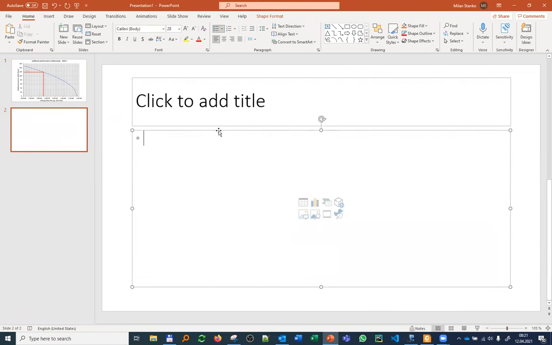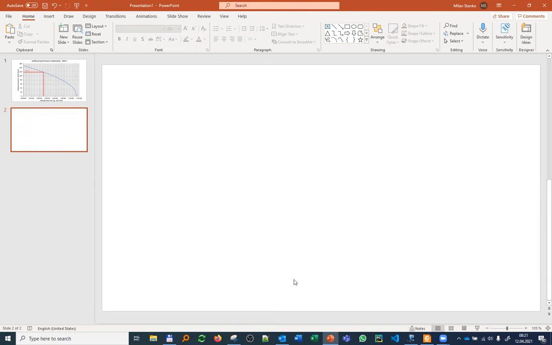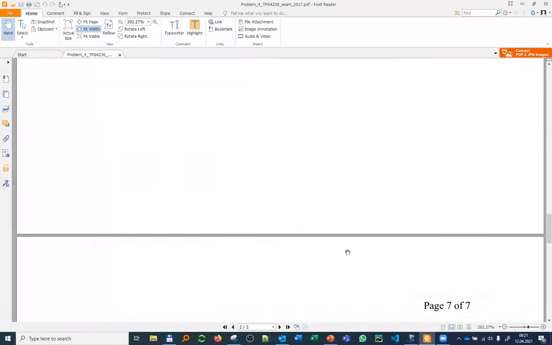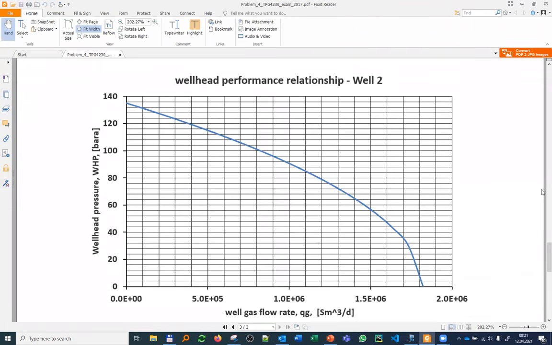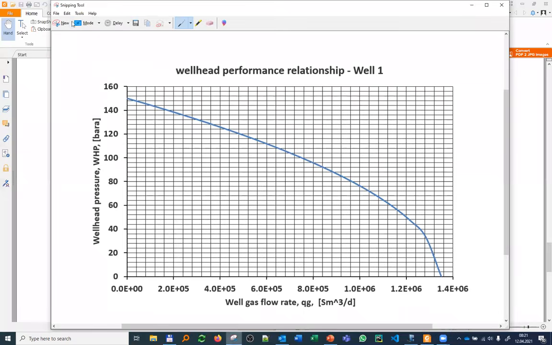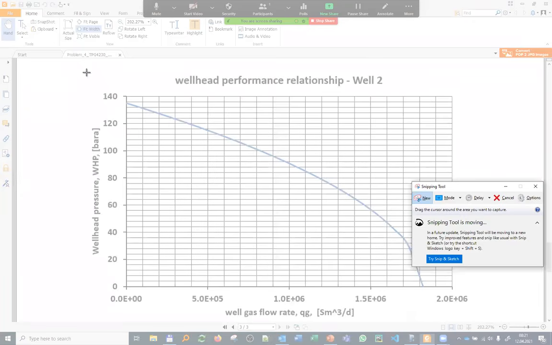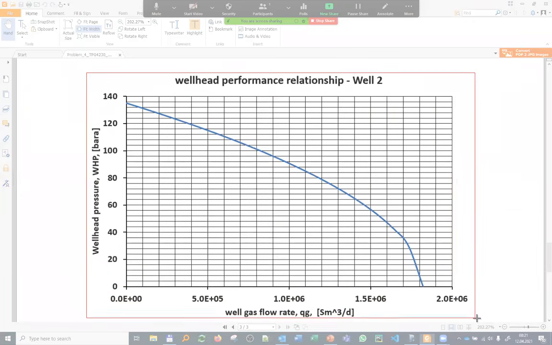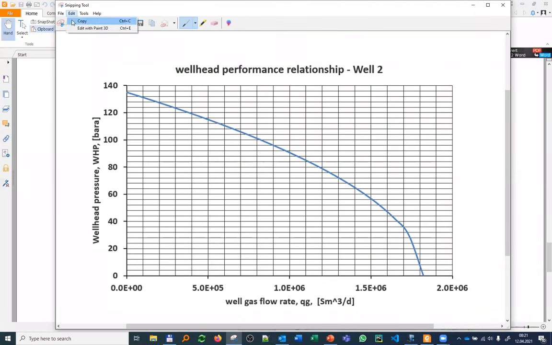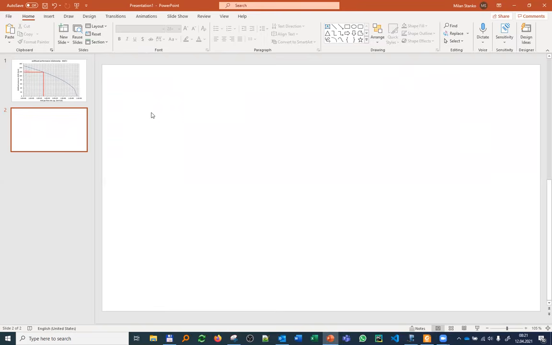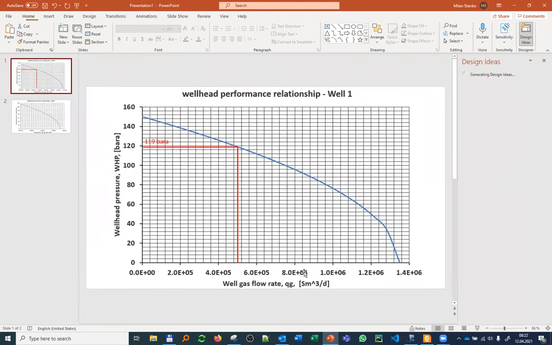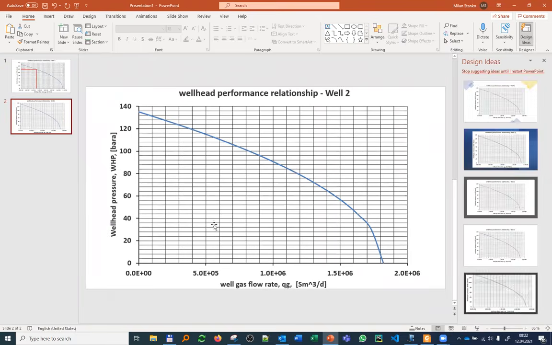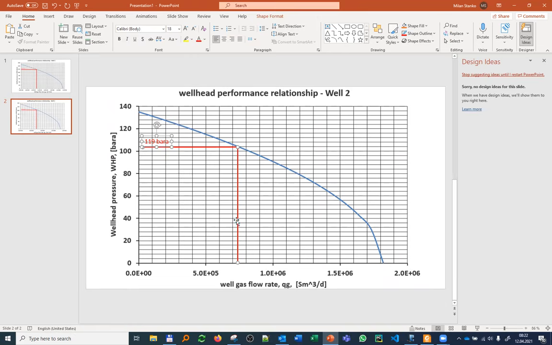Okay, so let's create one more slide to calculate the one for well 2, which is this chart. Remember, this chart is including IPR and TPR. And again, the same thing. Let me just copy, so I'm going to use all of these again. And 500,000 in this case is here.